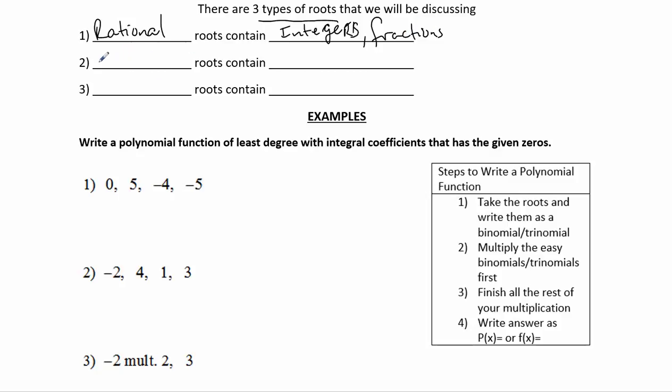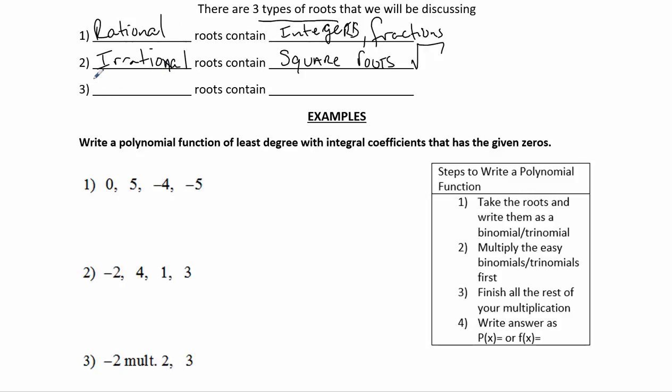Okay, the second one is going to contain irrational roots. Irrational roots contain square roots. So anytime you see a square root, that means it's an irrational root, and that means it's kind of a little bit different stuff to work on.